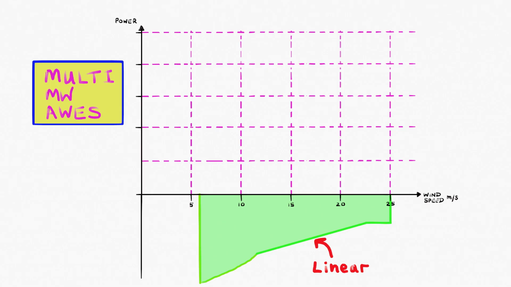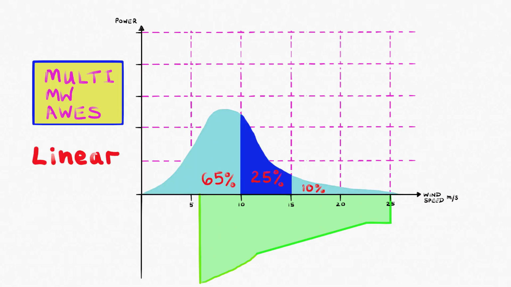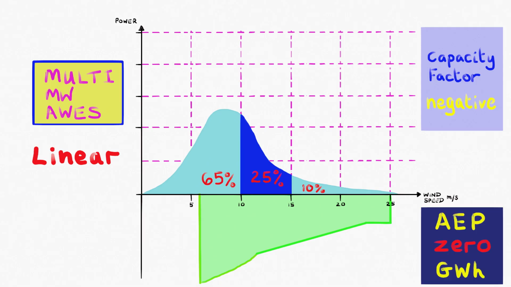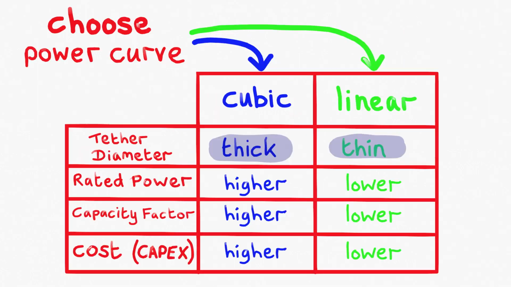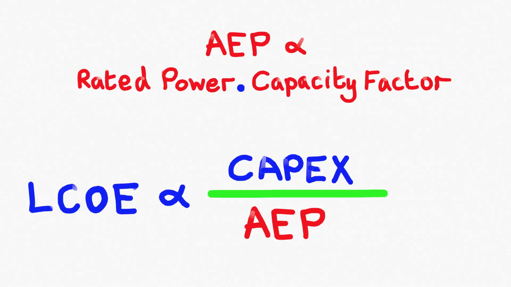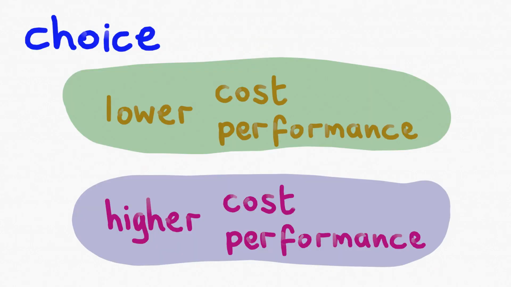The linear power curve never generates power for a complete loop, resulting in a negative capacity factor and no annual energy production. Airborne wind energy systems produce a higher rated power with a cubic power curve, using a thick tether, but generally thin tethers are preferred for lower system costs.